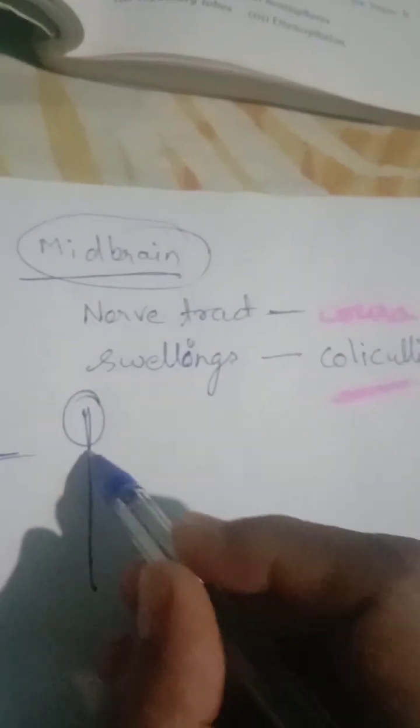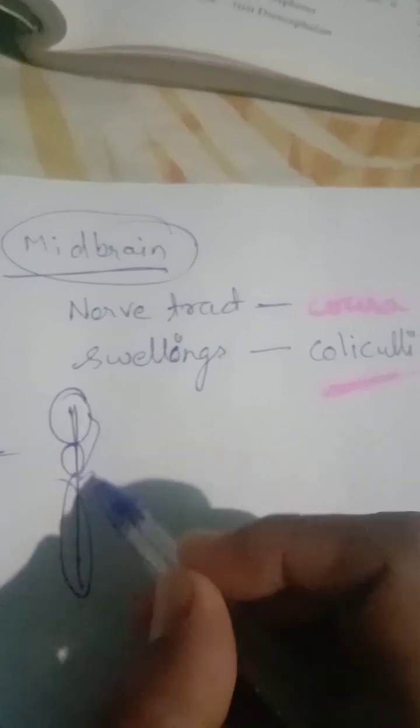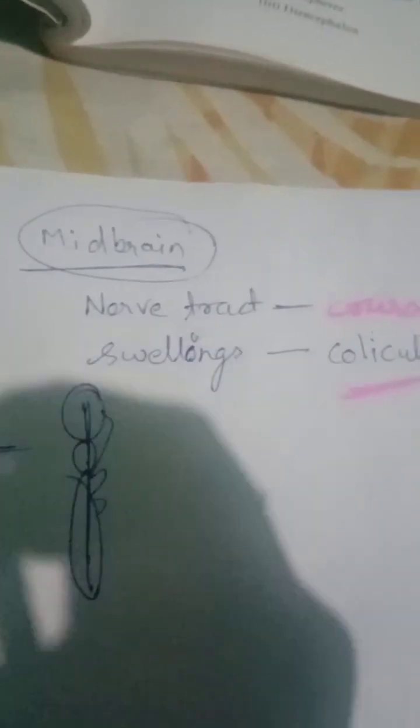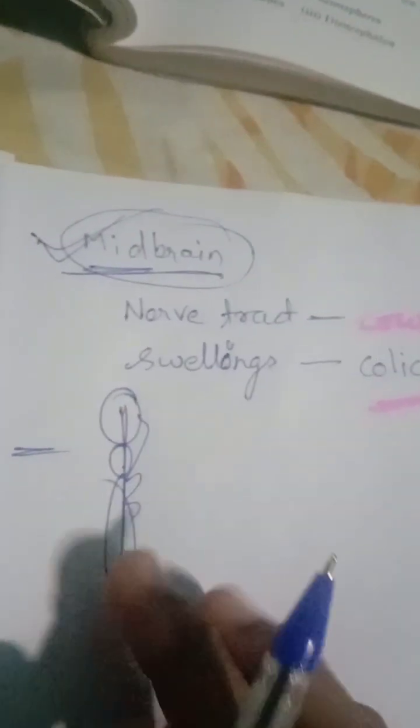Okay, now the main function, always remember, because it is the midbrain, your middle part coordination, of your head, your neck, your trunk, that coordination is done, maintained and controlled by the midbrain. Remember, it is mid, so you can easily learn the function, right? So the midbrain is controlling this coordination.